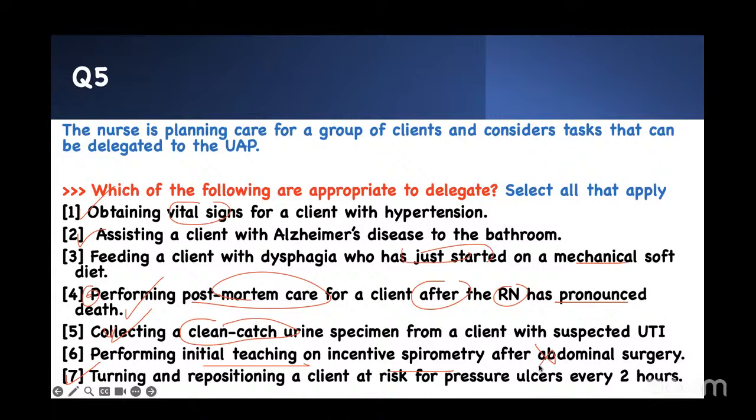Delegation 101 made easy. What is your score so far? 5 questions. I know you got all of them right.